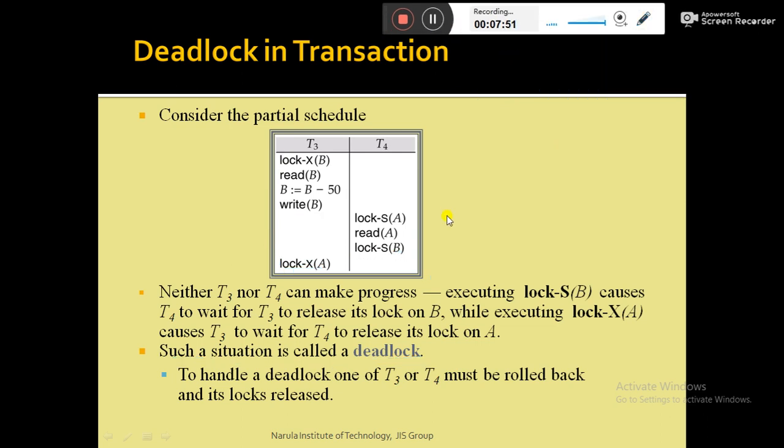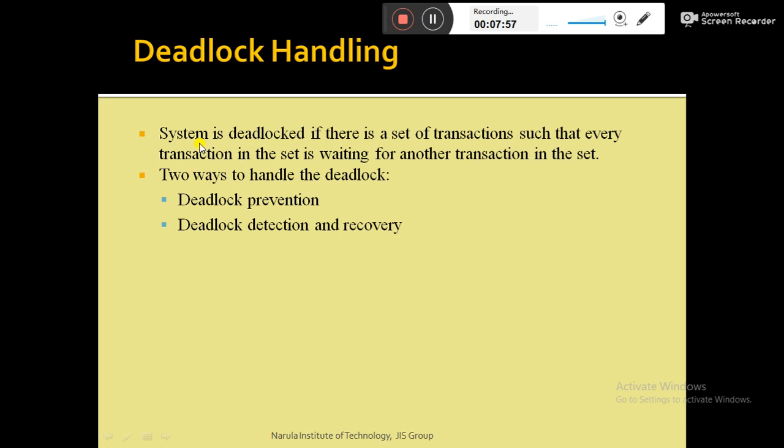Now let's move to the next slide and state the definition of deadlock. A system is in deadlock if there is a set of transactions such that every transaction in the set is waiting for another transaction in the set. That means the system will be in a deadlock state if it is executing multiple transactions and each of the transactions in the transaction set is waiting for another transaction in the set.